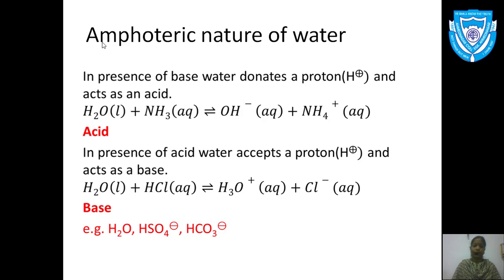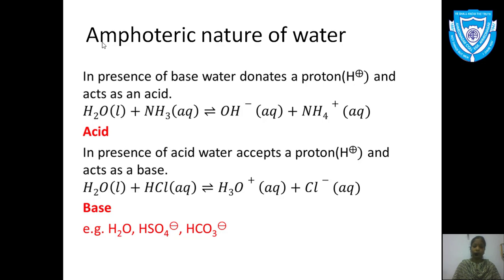Here water will act as an acid because it donates its proton to ammonia. Now what is the behavior of water in the presence of an acid? In the presence of an acid, water accepts a proton and acts as a base. In the presence of an acid like HCl, see the reaction: water plus HCl gives H3O+ ion plus Cl- ion. So here water accepts a proton from the acid HCl and acts as a base.